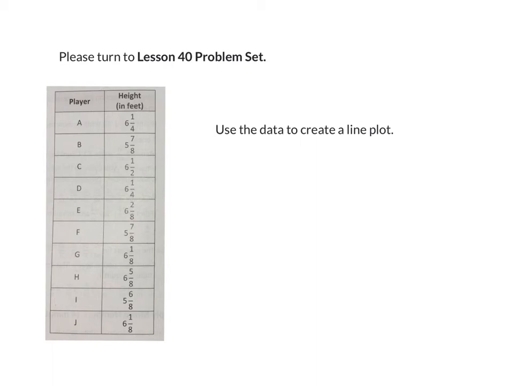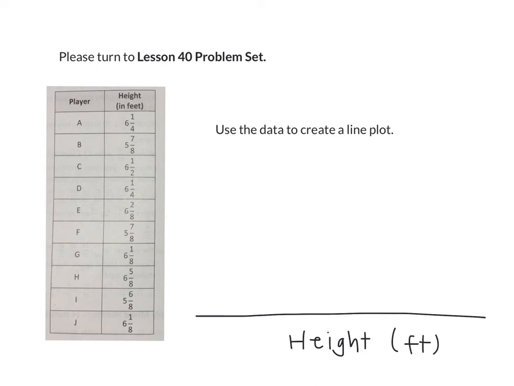So what's the first thing we need to draw in order to have a line plot? We have to have a number line. Okay. What kind of data are we going to be tracking? Are we tracking A, B, C, D, E? No, we're tracking what? Everyone? Height. So that means at the bottom here, we have to write a title, which is height. And then in parentheses, we have to write the units. What kind of units are we using to measure the height? In feet. If you don't write this part, it's incomplete.